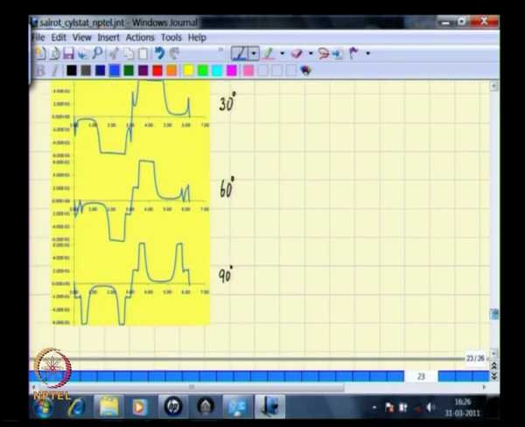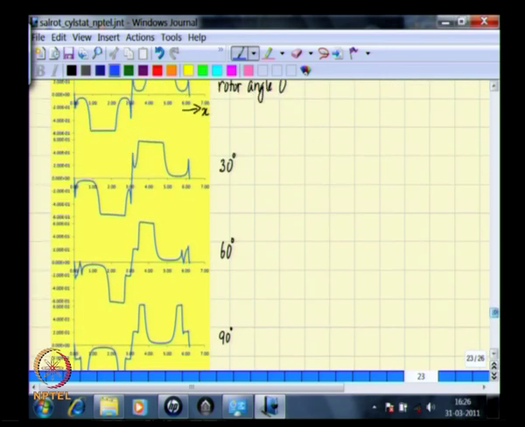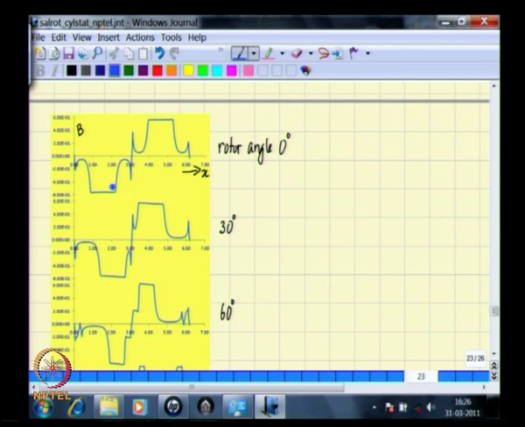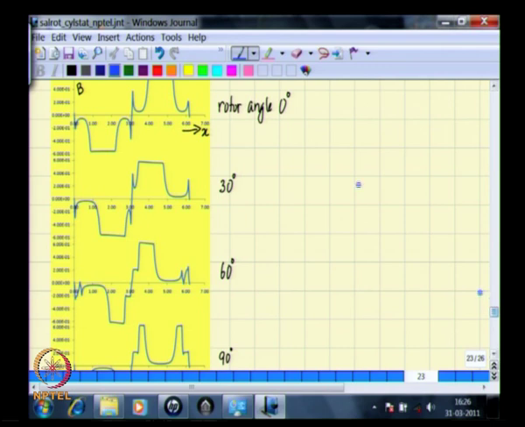Now you see that as the rotor rotates, the flux density distribution around the inner circumference of the stator, the wave shape itself, undergoes a change. The wave shape undergoes a dramatic change. Therefore, we will not be able to resolve this into a fixed Fourier series expansion.